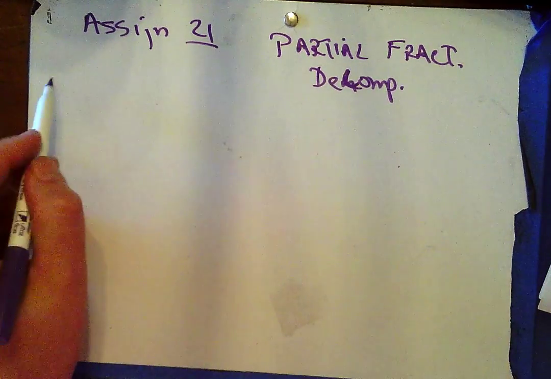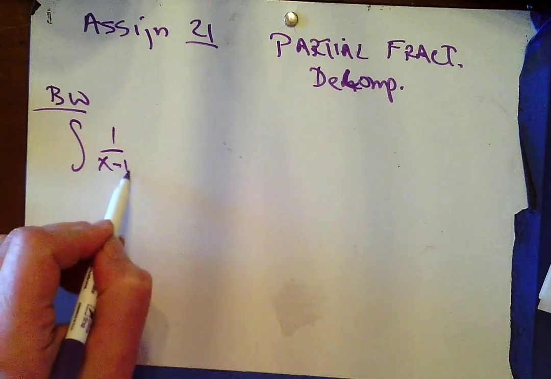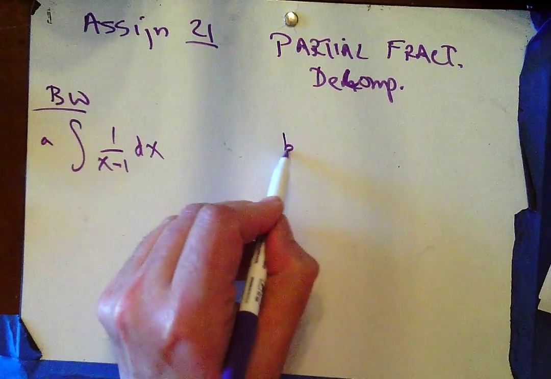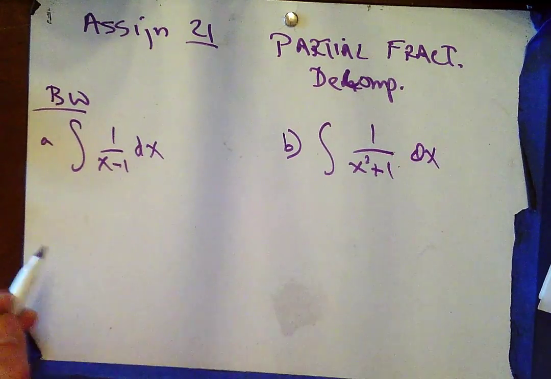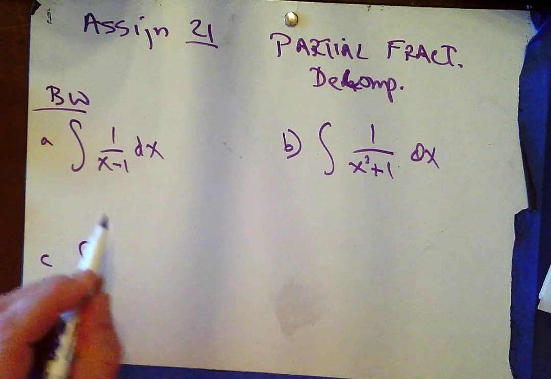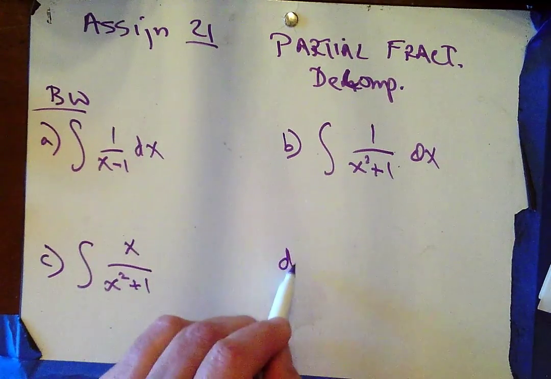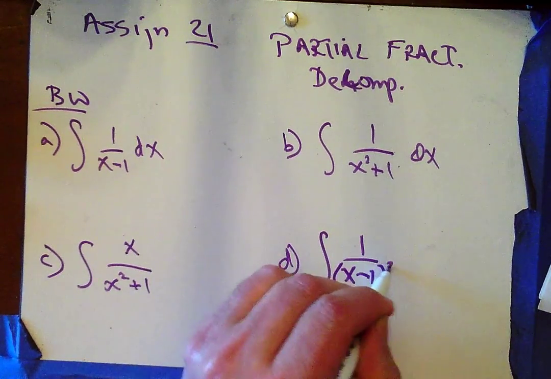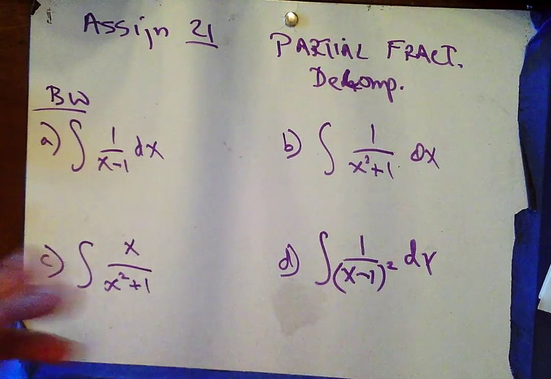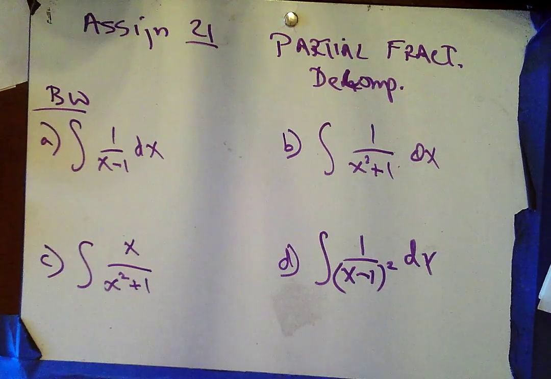Before we do that, let's have a little bell work. Will you please find the antiderivative? A, b, 1 over x squared plus 1. C is the integral of x over x squared plus 1. And d is going to be 1 over x minus 1 squared dx. Okay? So, take a moment to do these four problems. Why don't you pause the video? I really think you should do these problems, and then come back and we'll take a look together.